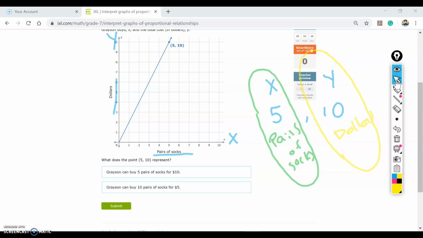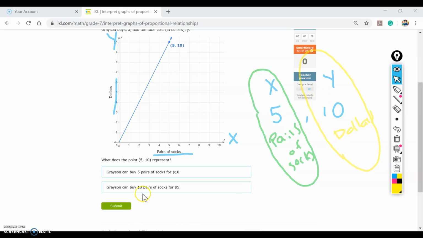So you would pick the one that represents the correct point, right? 5, 10 represents 5 pairs of socks per $10. That's what it would represent. Now let's read the possible answers. Possible answer number 1 is that you can buy 5 pairs of socks per $10, which is true. That's what we found, 5 pairs per $10.